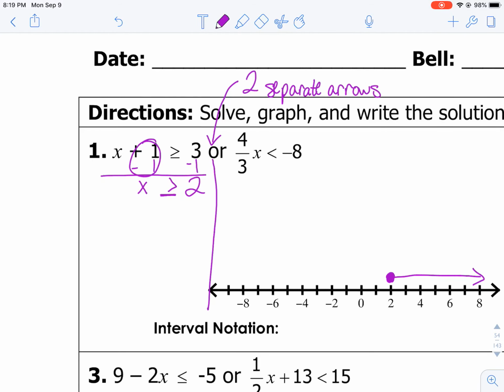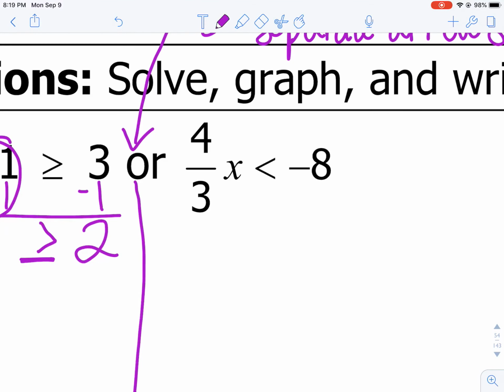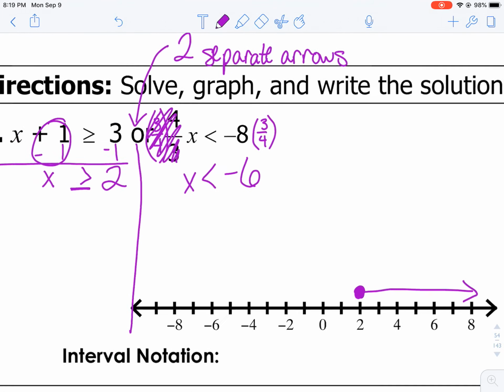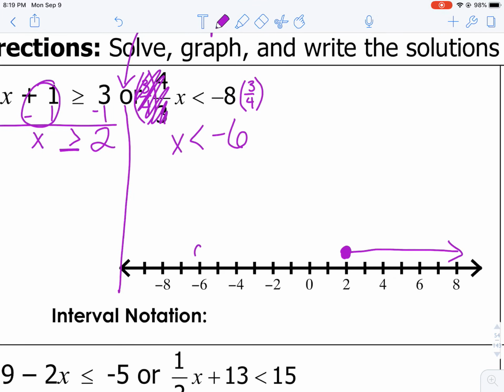For my next equation, I'm starting with a fraction, so I need to do the opposite. I'm going to multiply by the reciprocal, which is 3/4. When I see a fraction, I'm multiplying by the opposite, flipping it upside down, 3/4. My two fractions are going to cancel out, so I'm left with x is less than -8 times 3/4, which is -6. So I can go on my number line, make an open circle at -6, and because it is less than, we are going to point left.